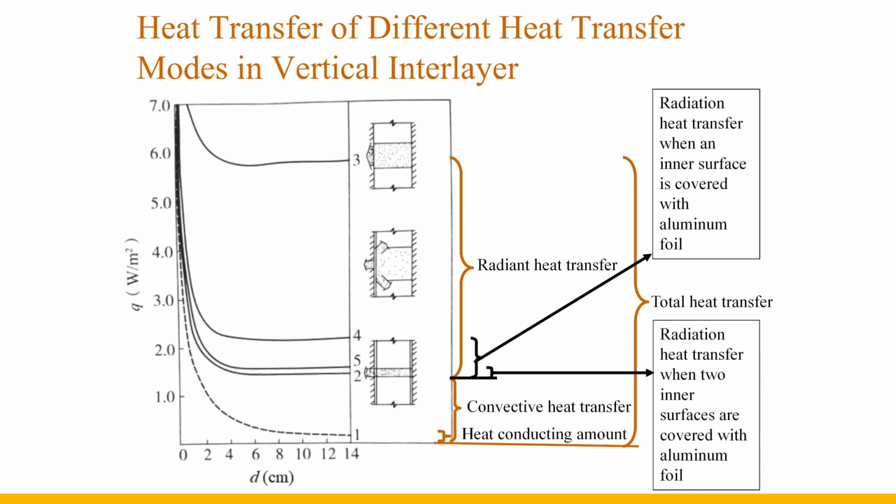The most effective method is to coat the interlayer wall with a reflective material with low emissivity, such as aluminum foil. In the figure, line 4 and line 2 represent the radiation heat transfer. After one surface is covered with aluminum foil, the radiant heat is greatly reduced compared with the case without aluminum foil. Line 5 and line 2 represent the radiation heat transfer.